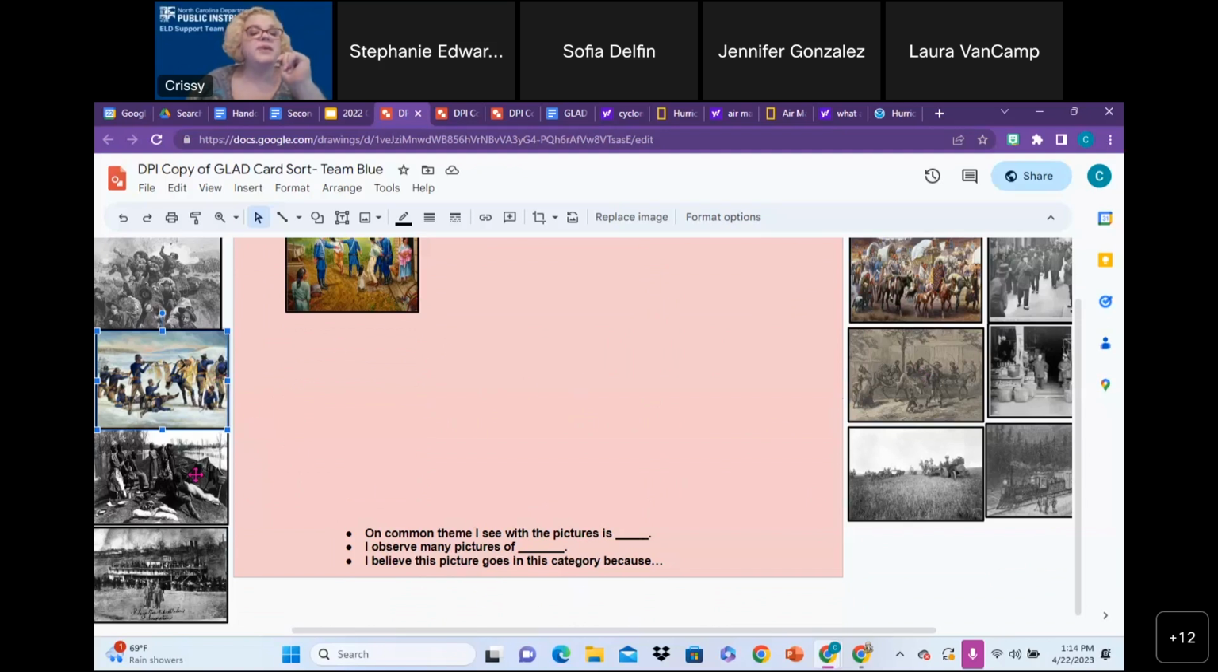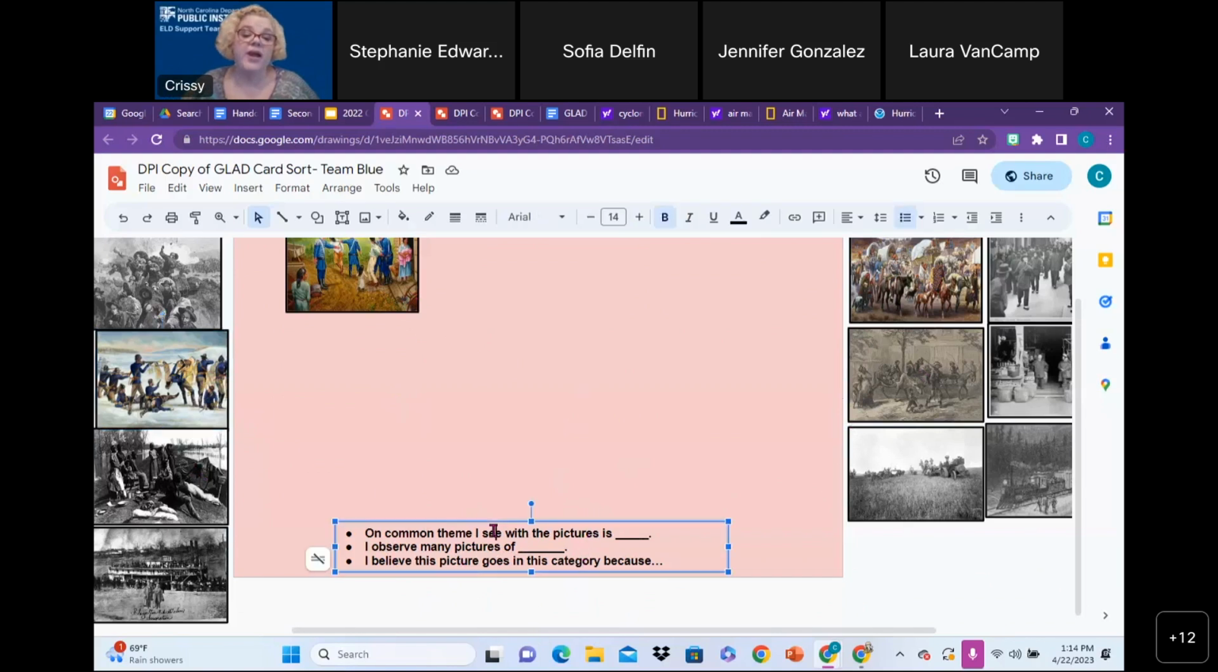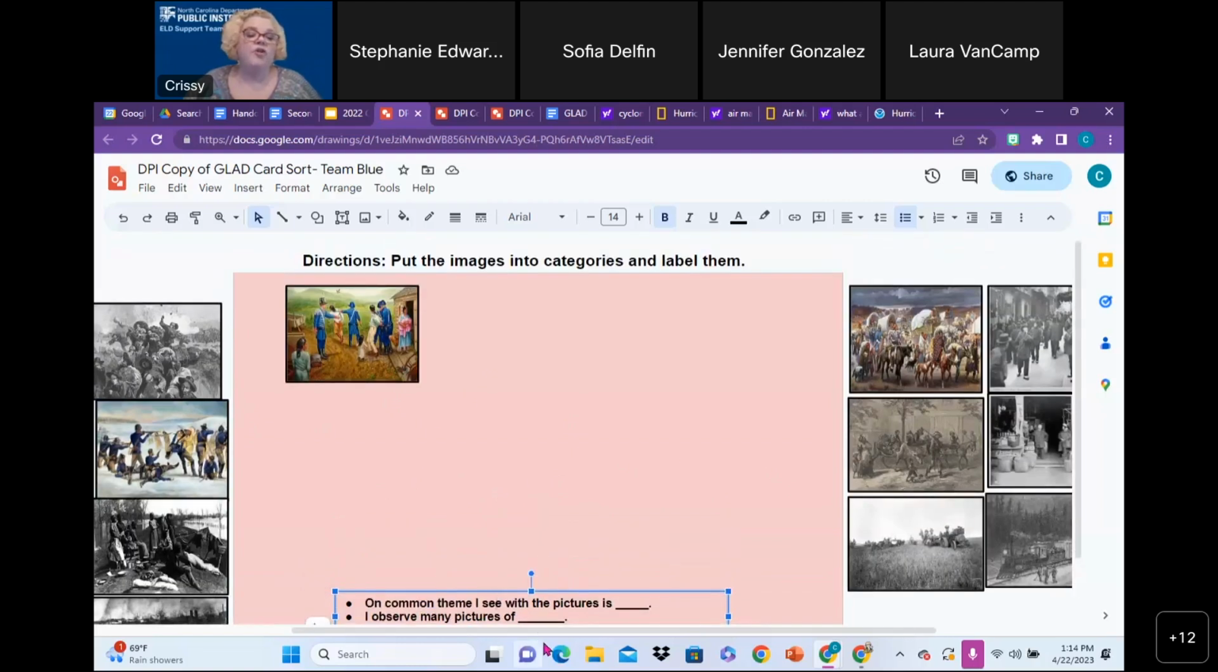I believe this picture goes in this category because... So whenever they move a picture and add it, they have to use a sentence frame. And so that is the way that you're supporting them in the language production with the frames, but also pushing them toward complete sentences and the use of academic language like theme and observe and category. So that is an open sort.